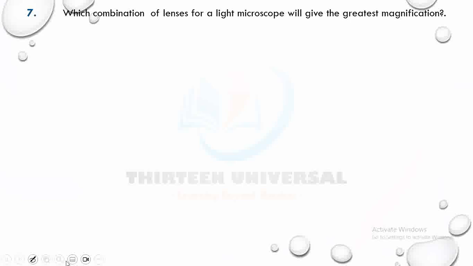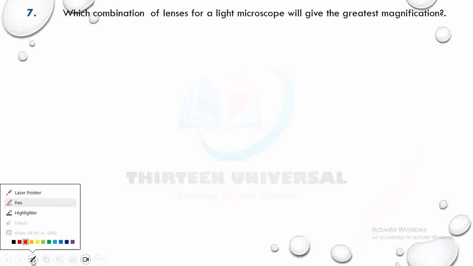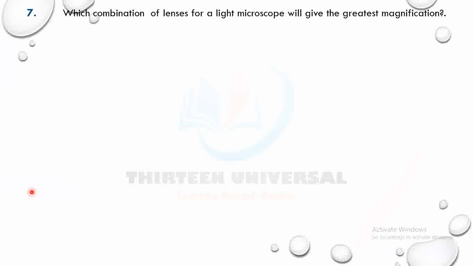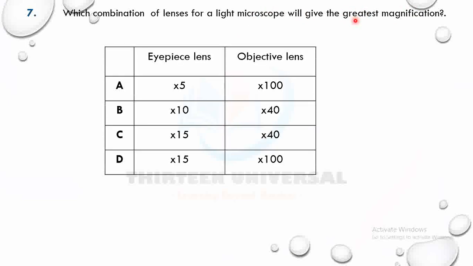Then the next question says, which combination of lenses for a light microscope will give the greatest magnification? Don't forget that the total magnification is the eyepiece lens times the objective lens. So multiply the eyepiece lens magnification by the objective lens magnification, and the one that gives the highest is the answer. This is 500, this is 400.